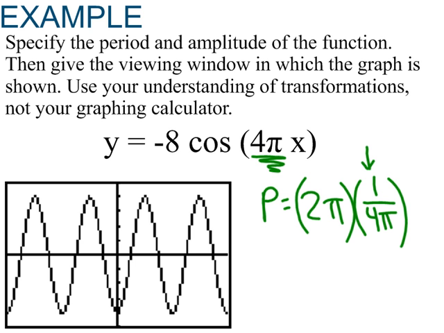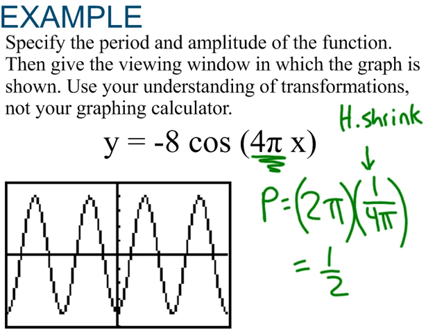And again, given that 4 pi is a number that's greater than 1, then this really counterintuitively represents a shrink of 1 over 4 pi. And when I do the math there, 2 pi over 4 pi gives me just 1/2. So that tells me that the period is equal to 1/2.